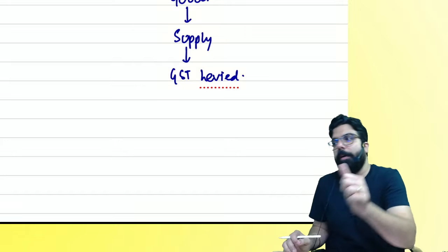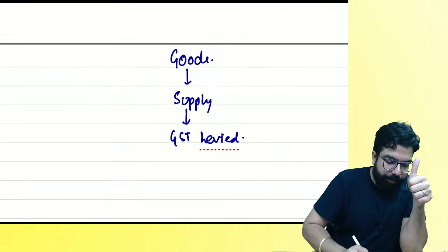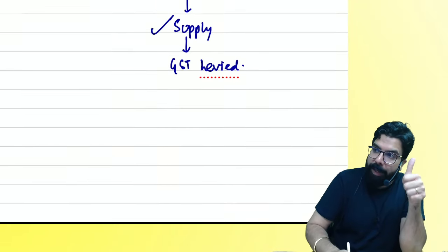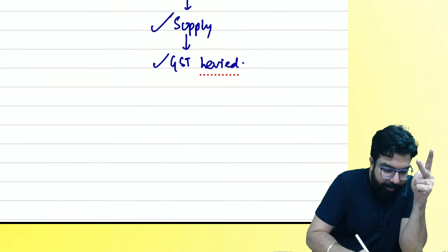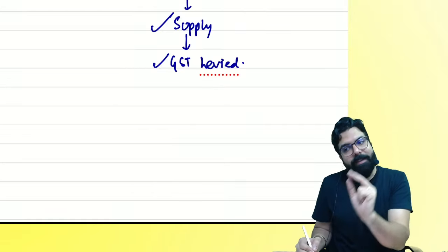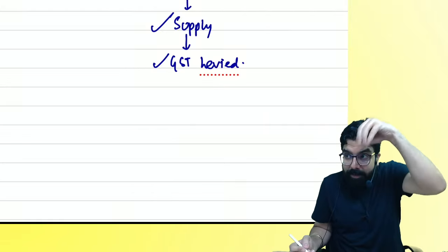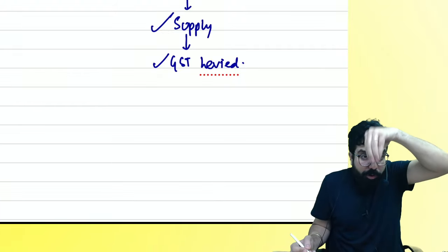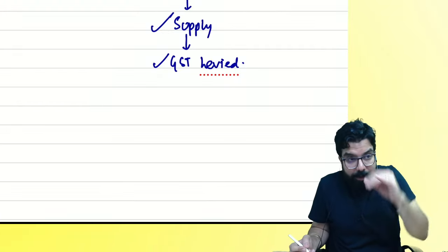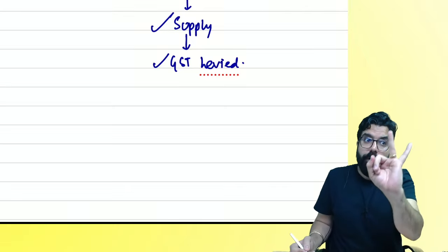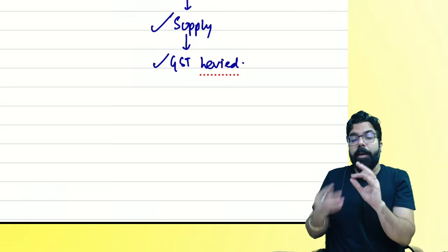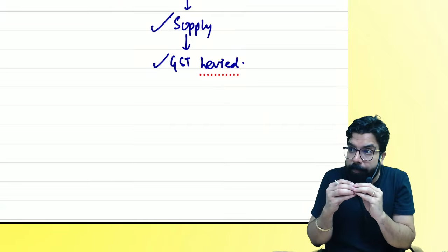This water bottle is what, everyone? Goods. Goods are being sold. Then he will go ahead and charge what, everyone? GST. Once GST is being charged, charge means imposed. Government has imposed GST on it. As soon as goods are being sold, I will impose what, everyone? GST. Now, what should the shopkeeper do?